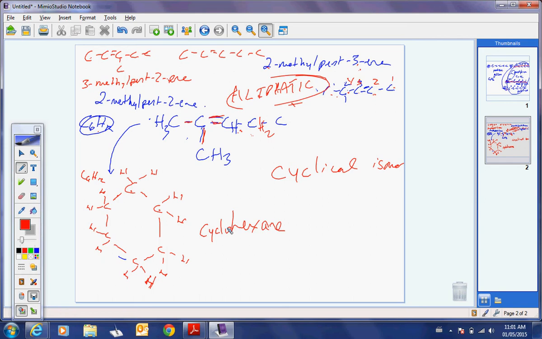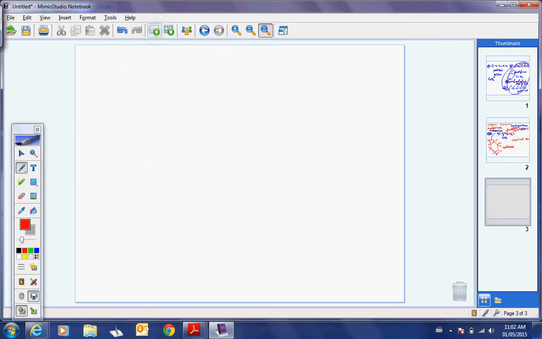Okay. And cyclohexane is an isomer of 2-methylpent-2-ene because they both are C6H12 and they are very clearly different structures. You see that? What about this one? 1, 2, 3, 4, 5. H2, H2, H2, CH3, H2.